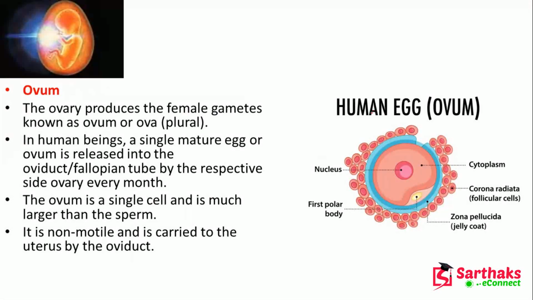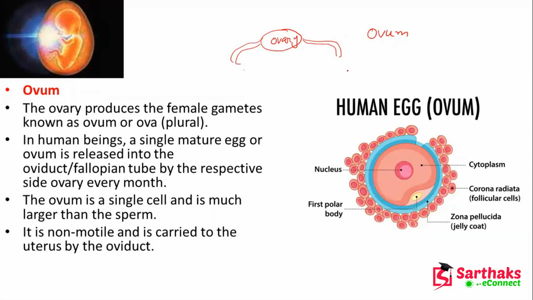Now the ovum. Here you can see the human egg, that is the ovum. The ovary produces the female gametes. The fallopian tubes are connected here and here to the ovaries. So the female gametes produced by the ovary are known as ovum or ova.